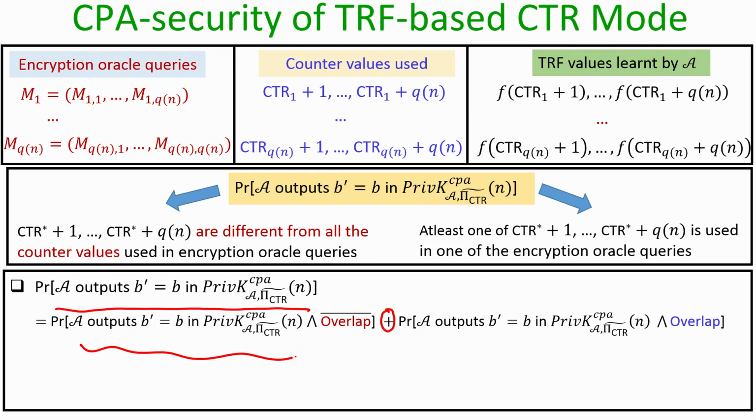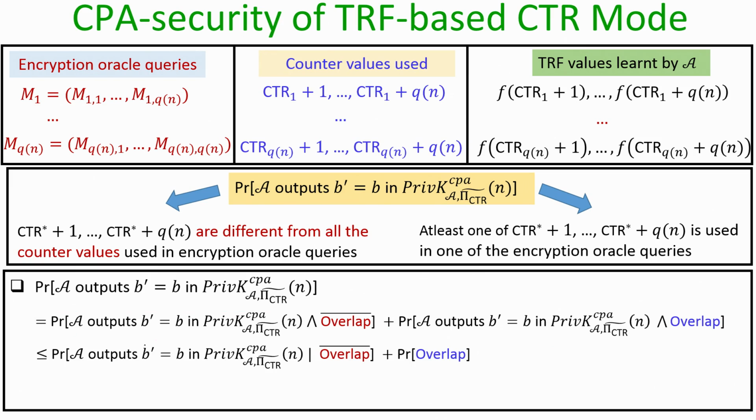This is the case when the event overlap does not occur, that means the counter values that are used for encrypting the challenge plain text never get repeated, but still the adversary wins the CPA game. And the second probability is the probability of the adversary winning the CPA game under the condition that overlap has occurred, that means one of the counter values has been repeated. Now, it is always possible to upper bound the second probability here by the probability of the event overlap occurring.